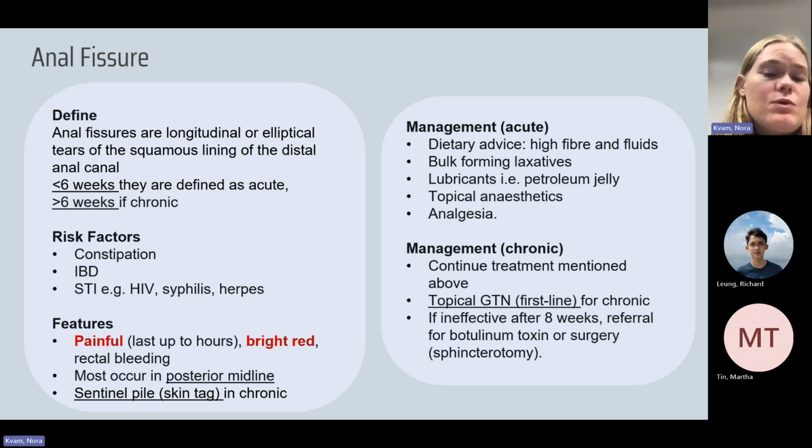Management, again, conservative. You want to give them advice on increasing their fiber, because constipation can cause anal fissures. You can also tell them to drink more fluids. Again, give them laxatives if they have to. And then in chronic, you can give them GTN, which is a vasodilator, which helps to heal the fissure because it's a tear, so you want to heal it. But if it's ineffective after 8 weeks, you can give them botulinum toxin or surgery.